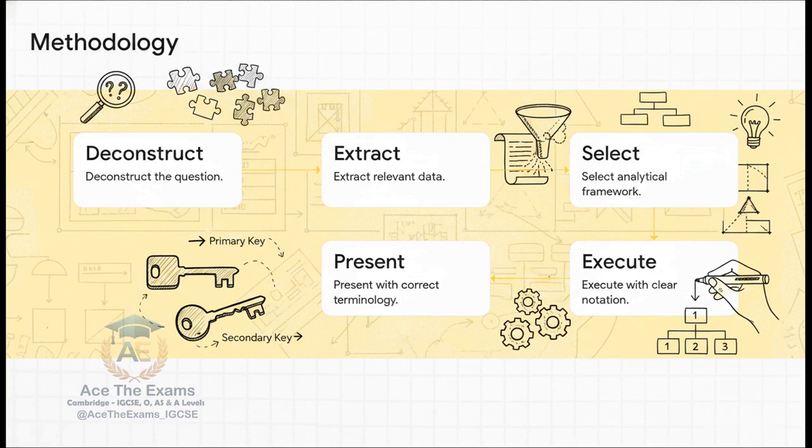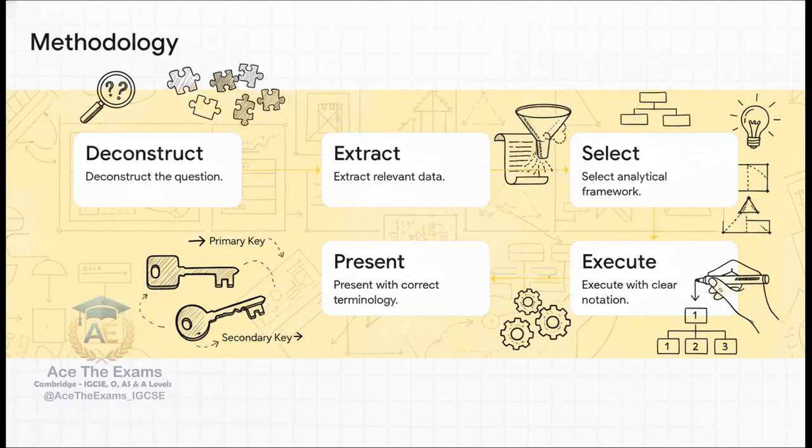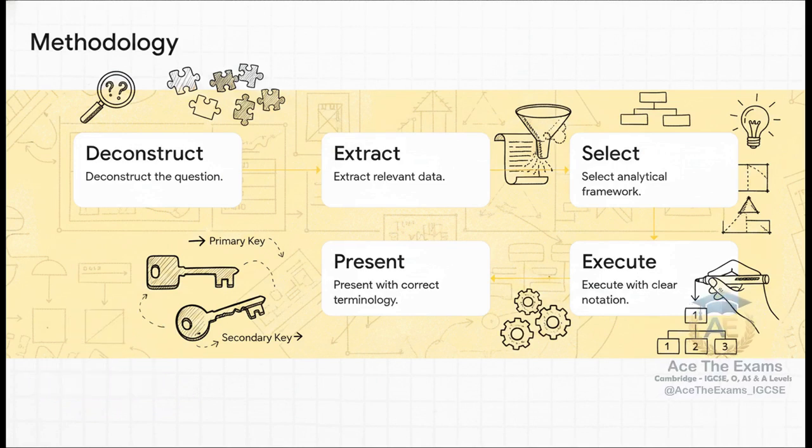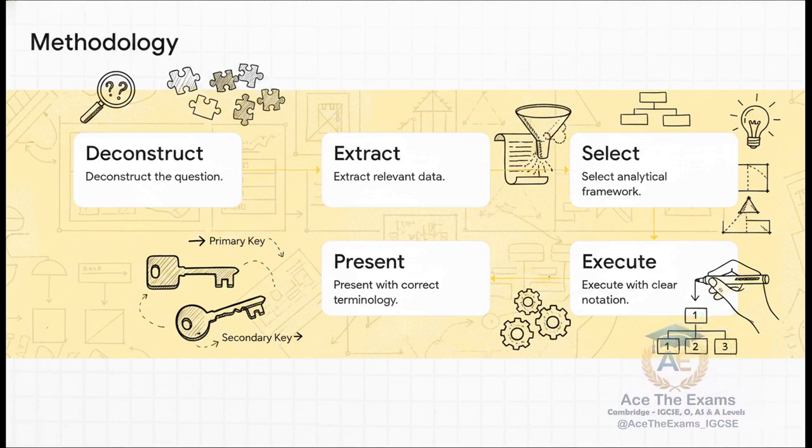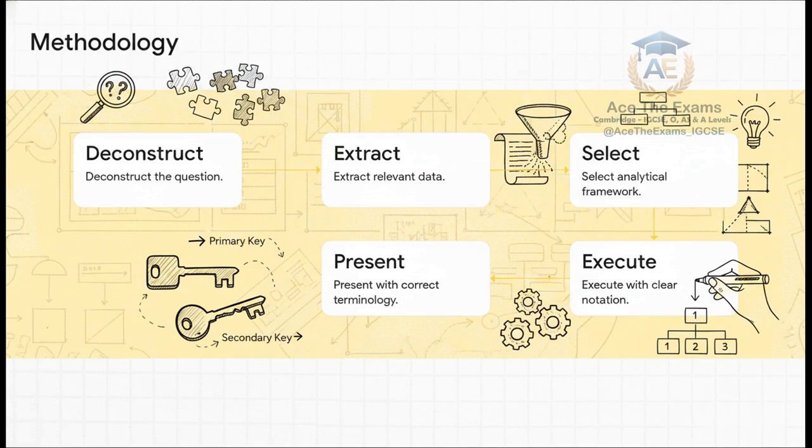Those require totally different answers. Step 2. Extract relevant data. Pull the specific scenario details directly out of the prompt. Step 3. Select your analytical framework. Are you comparing similarities and differences? Are you using the PEEL framework? Point, evidence, explanation, link to structure a paragraph? Step 4. Execute with clear notation. This is vital. Show your step-by-step decomposition clearly on the page.